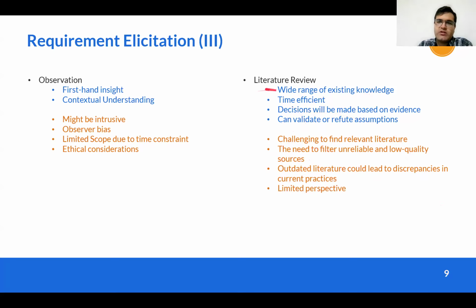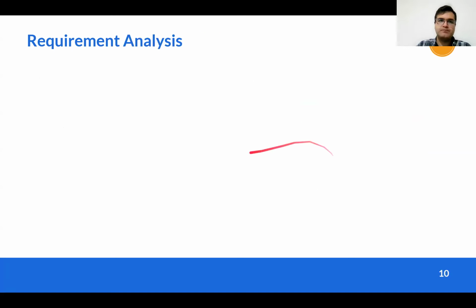Also, it gives you a limited perspective. You're the only one reviewing this literature, and already it's hard to find relevant literature. So there's a limit to how broad you can make it.